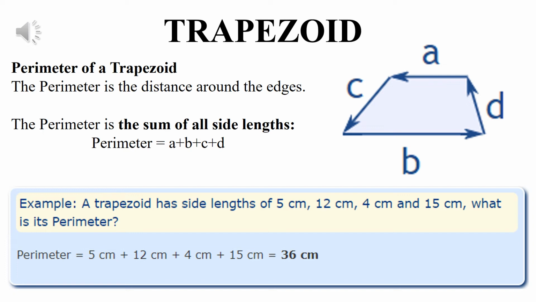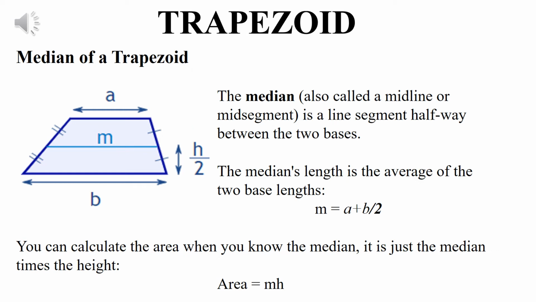Perimeter of a trapezoid. The perimeter is the distance around the edges. The perimeter is the sum of all side lengths. Perimeter is equal to a plus b plus c plus d. Example, a trapezoid has side lengths of 5 cm, 12 cm, 4 cm, and 15 cm. What is its perimeter? Perimeter is equal to 5 cm plus 12 cm plus 4 cm plus 15 cm, which is 36 cm.